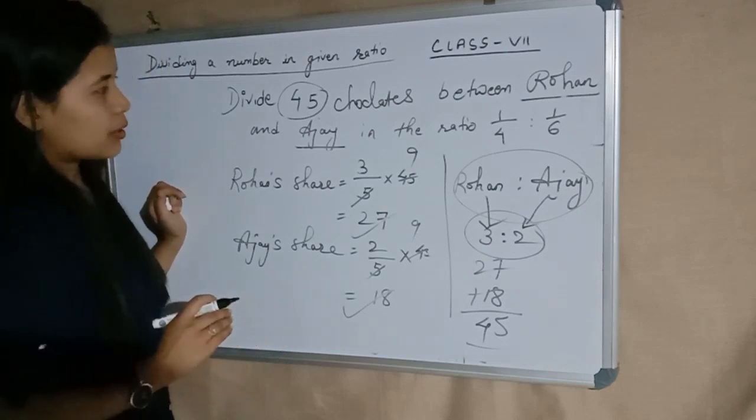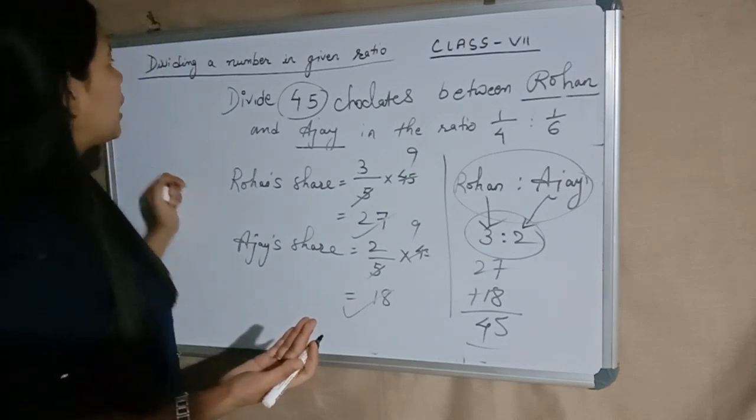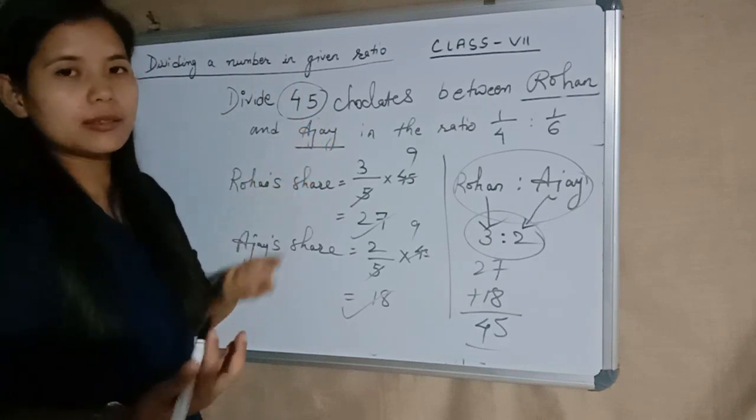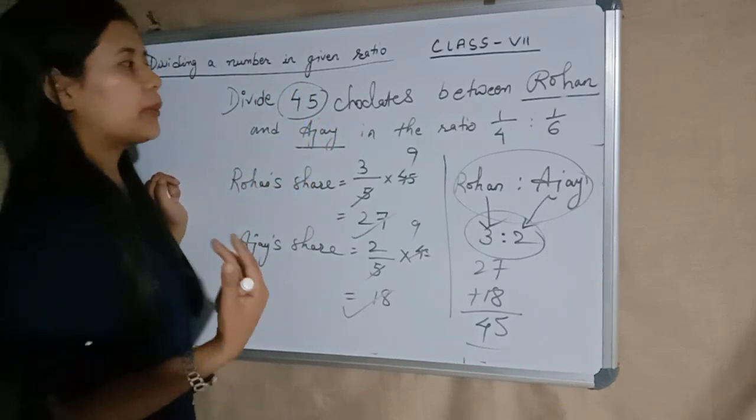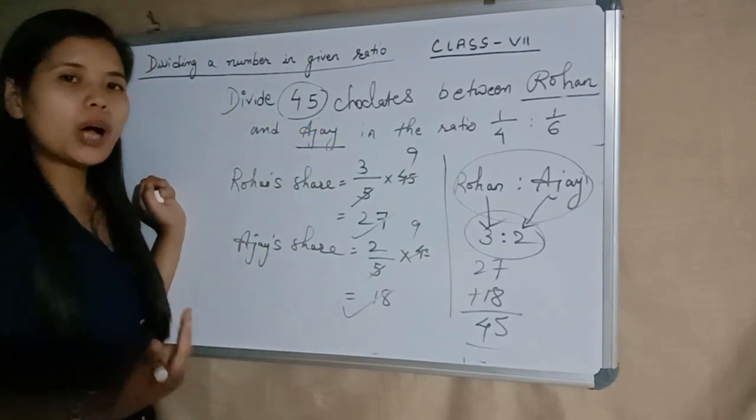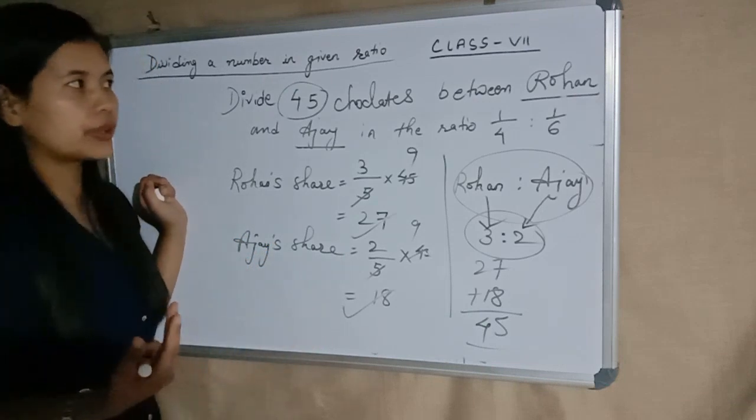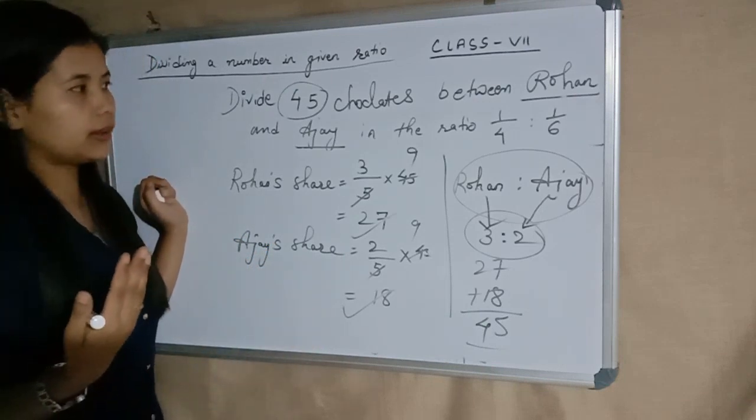Okay, so that's all about dividing a number in a given ratio, that is, dividing it into 2 parts. In my next video, I'll be explaining how to divide a number in a given ratio into 3 parts. Okay, thank you.